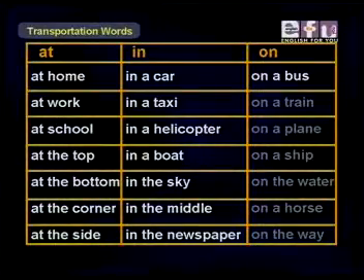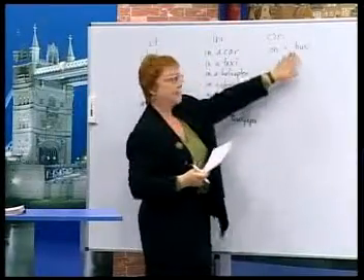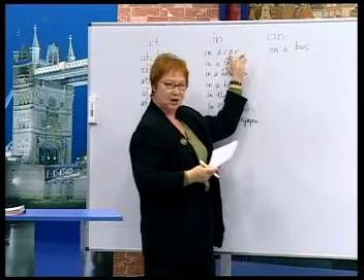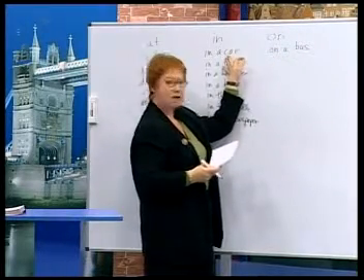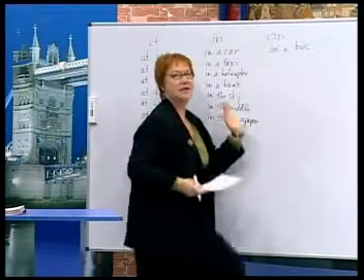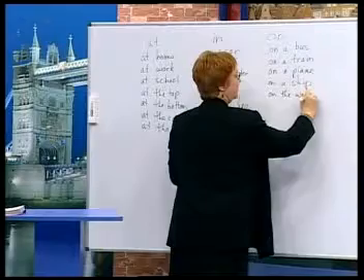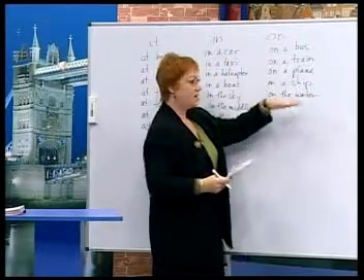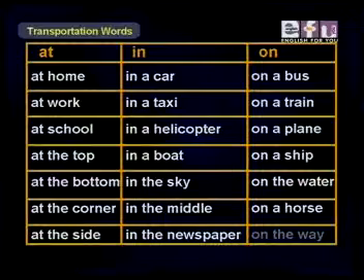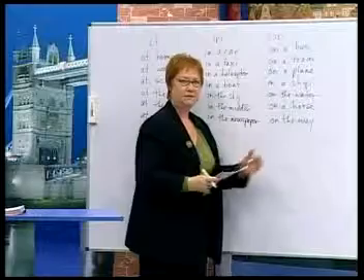On a bus. Now, a bus is big. A car is small. Okay? So in a car, on a bus, because on a bus we have to step up to get on it. On a train, on a plane, on a ship, on the water. So the ship is on the water. On a horse. And this one's a little bit special. On the way, meaning coming.